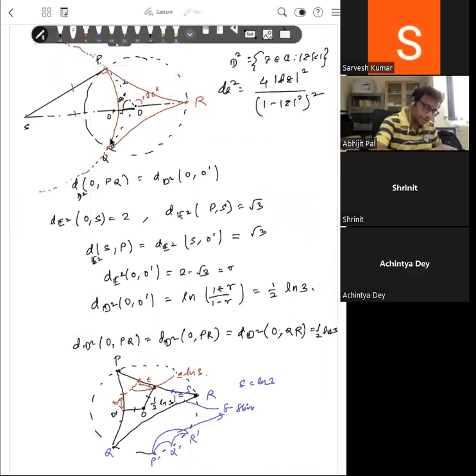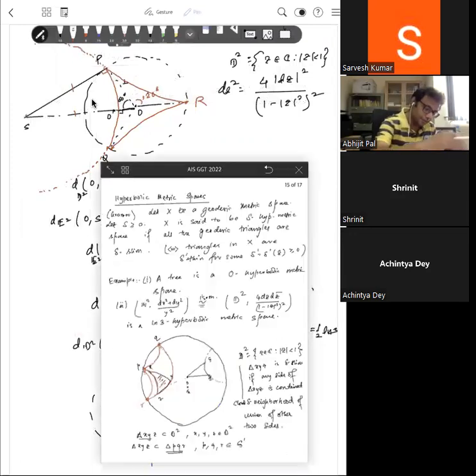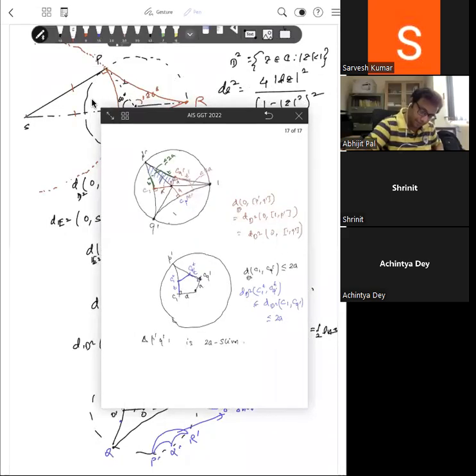Hello, sir. That distance you have written on the previous page, d2 of O comma P prime Q prime is equal to A. So that is the Euclidean distance, no? No, that is not the Euclidean distance. If I take the Euclidean distance, it is the same, and the hyperbolic distance will also be the same, right? Both are the same. So I'm coming to that.